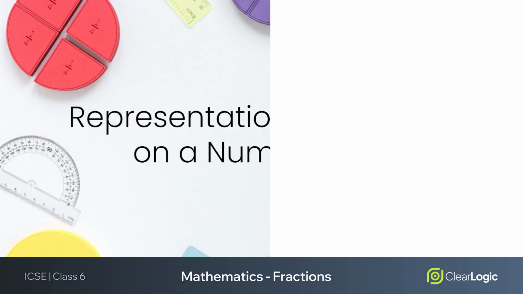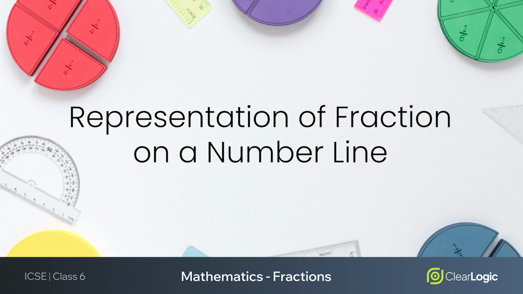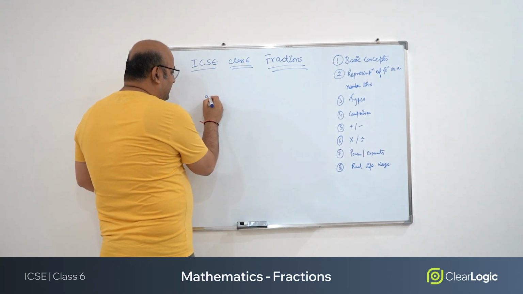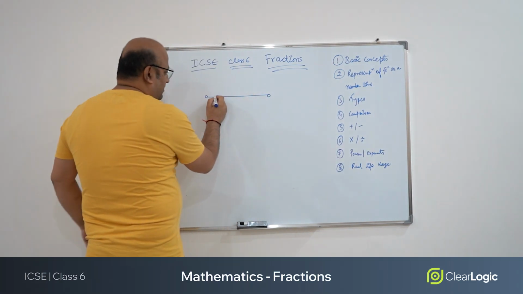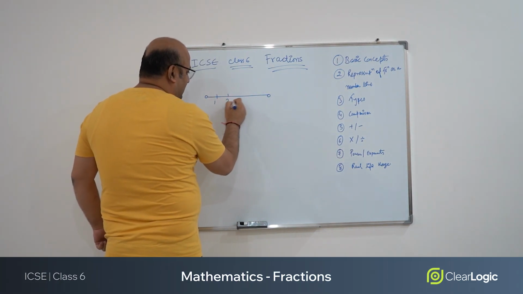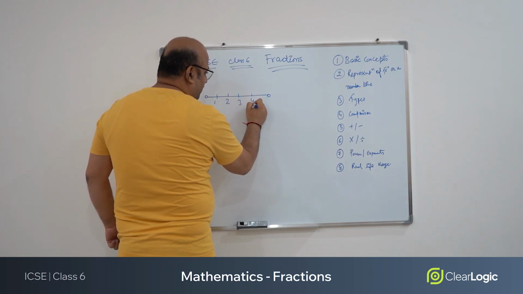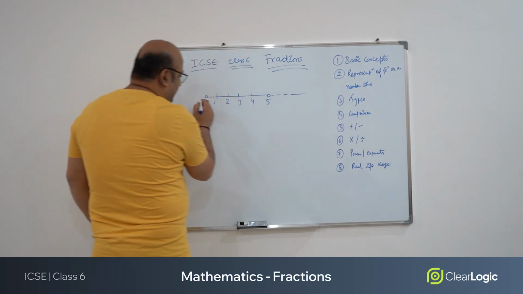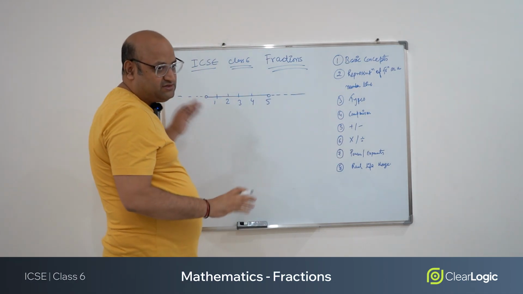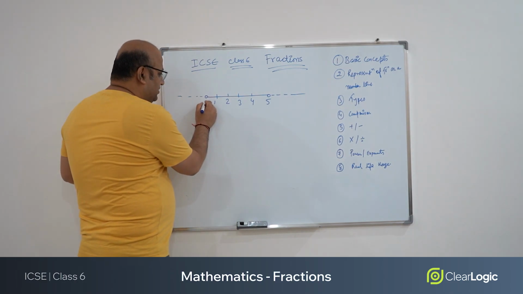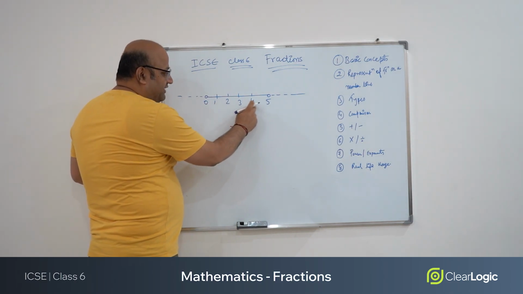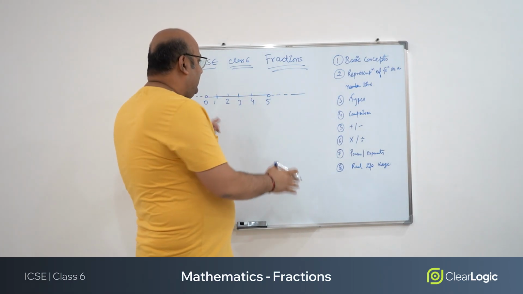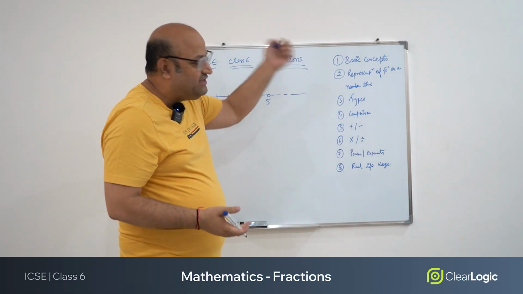Okay, now let's move on to the second part, that is representation of a fraction on a number line. So listen very carefully. For example, if we have a number line where we put 1, 2, 3, 4 and 5, and it extends there and here as well. Negative numbers you will learn later on. This is 0, right? 0, 1, 2, 3, 4, 5 and so on. So where exactly will you find these fractions?